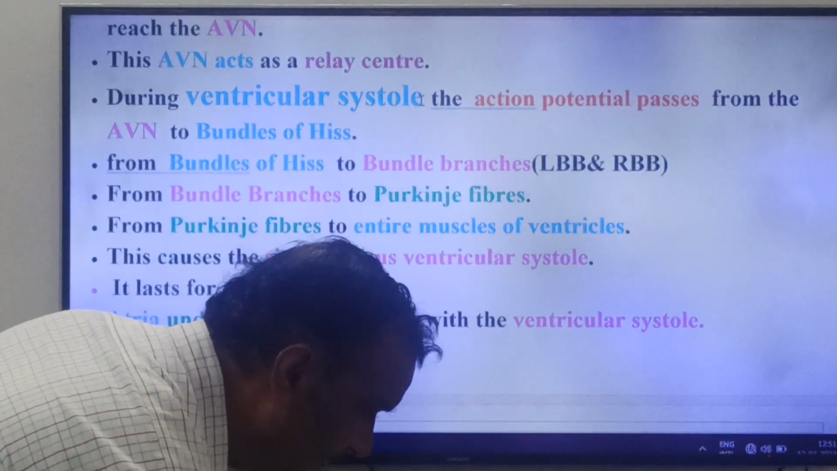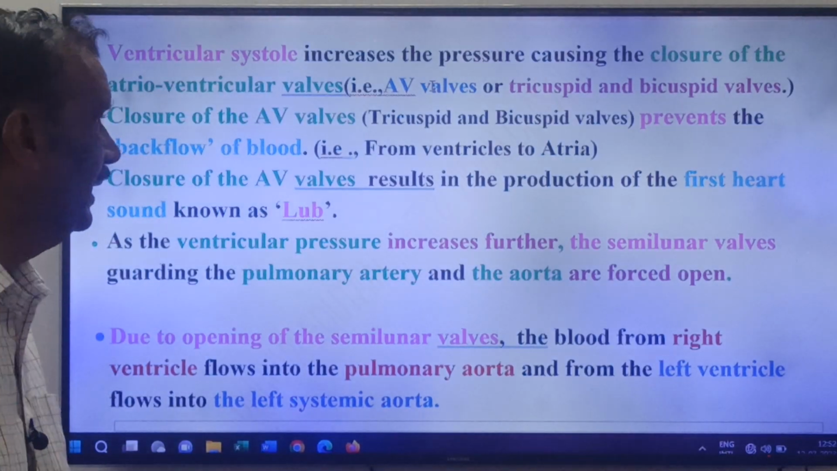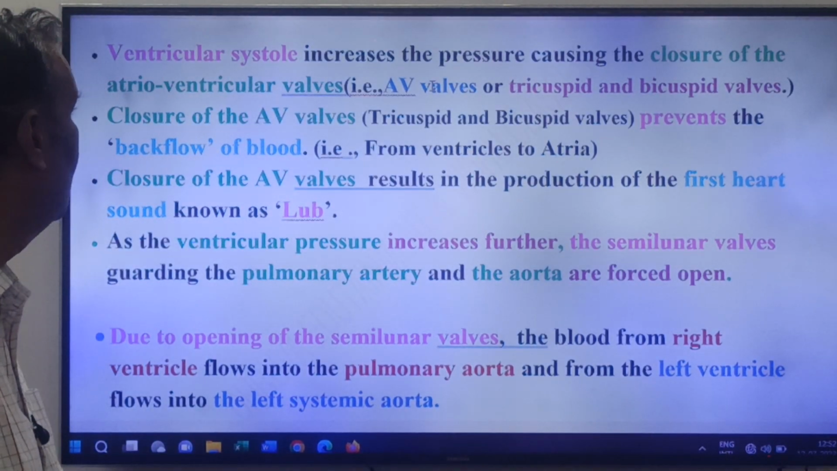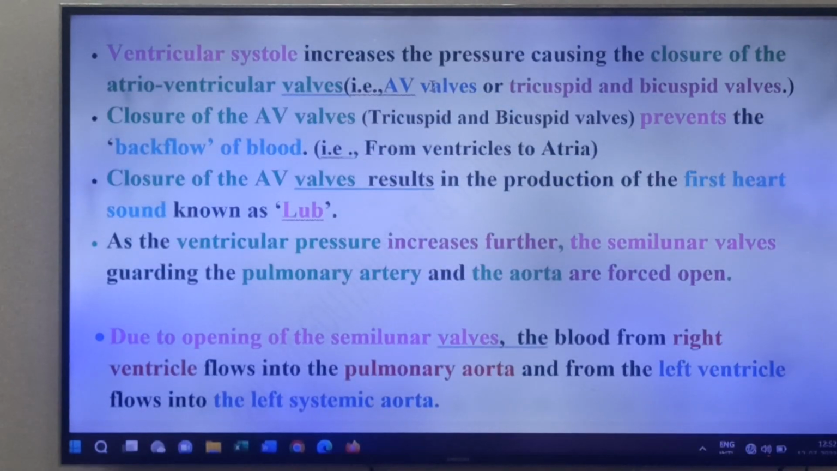Now, see, friends, ventricular systole increases the pressure causing the closure of the atrioventricular valves. Very, very important, friends. When the ventricle contracts, when ventricular systole takes place, what happens? Atrioventricular valves, what are they? They are the tricuspid valve and bicuspid valve. They close respective openings, that is the right atrioventricular aperture and left atrioventricular aperture.